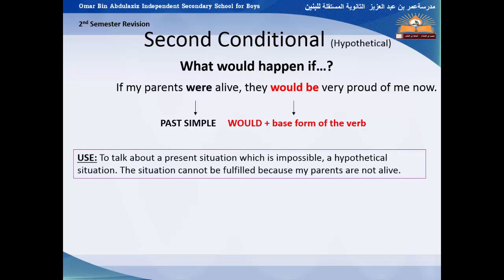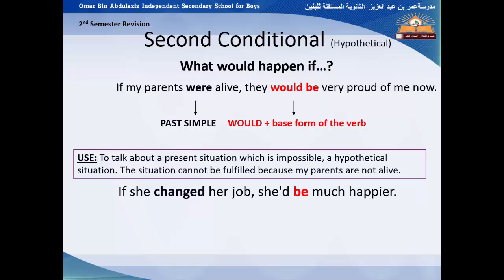When do we use the second conditional? It's used to talk about a present situation which is impossible. It's called a hypothetical situation. The situation cannot be fulfilled because, as obvious from the above mentioned example, my parents are not alive.